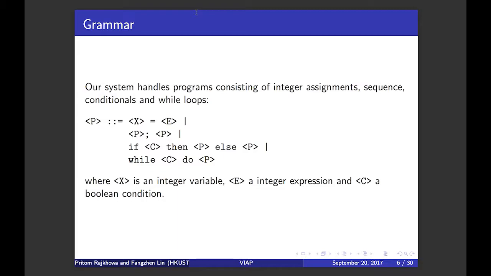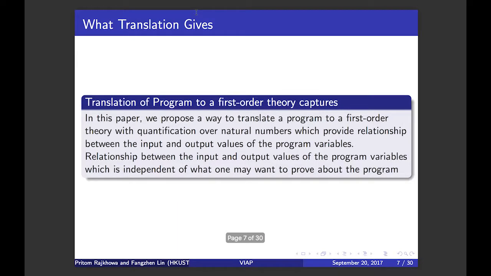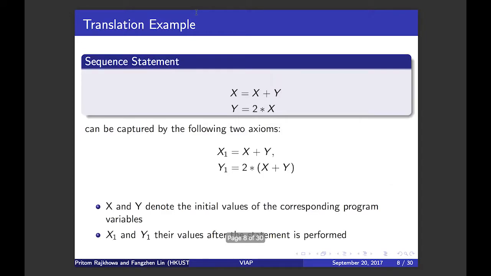So now basically in this way we're proposing a method to translate it. Basically, what does translation give us? We propose a way to translate to a first-order theory, with quantification over the natural numbers, which provides a relationship between input values and output variables. The relationship between the input values and output values of the program variables will be completely independent of what we want to prove about the program. That gives us some more flexibility.